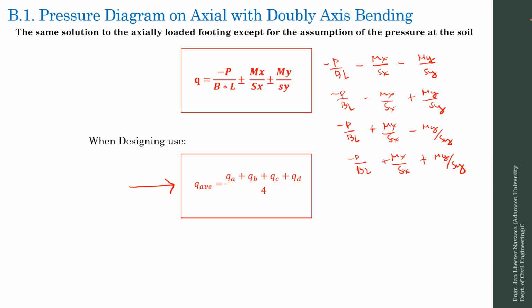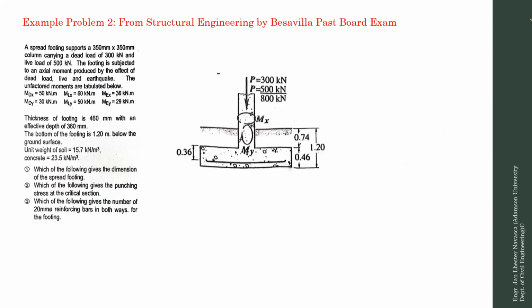Okay, so let us try. This again is an example problem from Structural Engineering by Besavilla, or it is a passport exam. So a spread footing supports a 350 millimeter by 350 millimeter column carrying a dead load of 300 kilonewton and a live load of 500 kilonewton. So the footing is subjected to an axial moment produced by the effect of the dead load, live load, and the earthquake. So the unfactored moments are tabulated below.